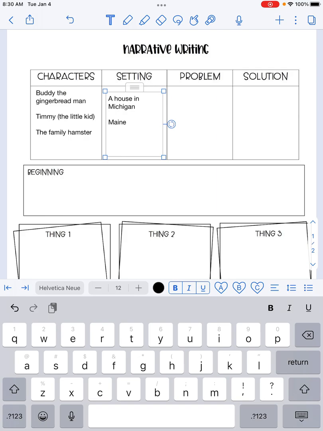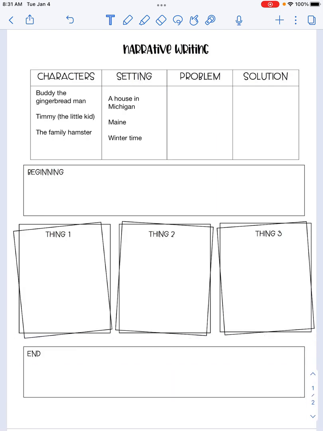So I'll say Maine. Okay. And remember, setting includes the time and place. So I might include that this is around winter time. Okay. I could either write that it's before Christmas or after Christmas. I'm going to write winter time, just so that I remember to include some details about how it's cold outside or there's snow or things like that.